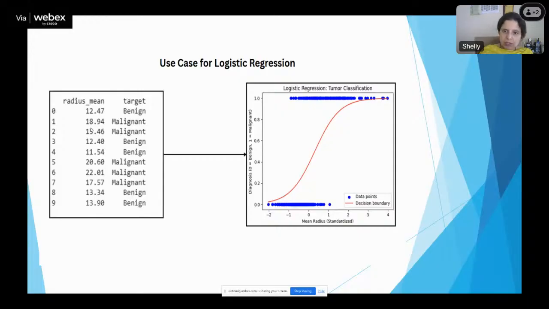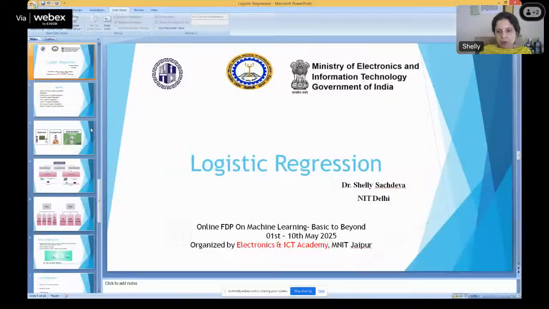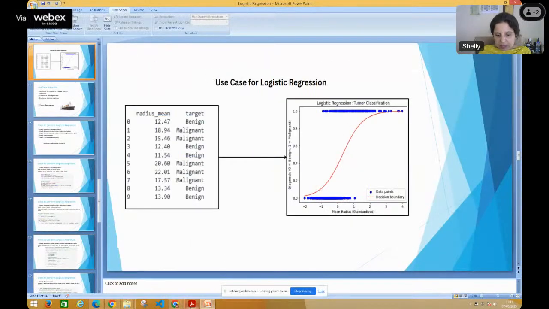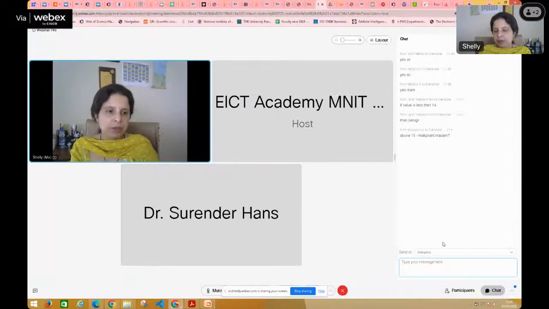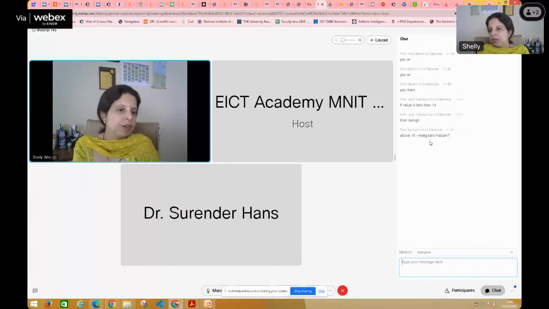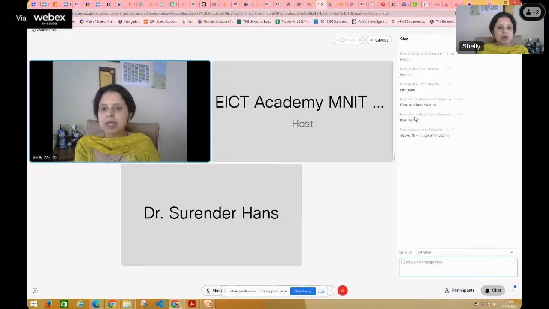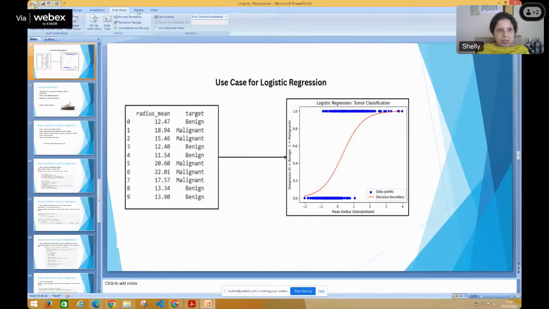Can I see in the chat box, or would nobody like to answer? Let me see if I'll be able to see it in the chat box. Okay, above 15, yes. If the value is less than 14, and if the value is above 15, yes, very correct. So there's an answer from Jyoti, and from KS, Sushma, and Jyoti. Thank you so much, Jyoti. Thank you so much, Sushma, for giving an answer. So I hope I made this particular thing clear.